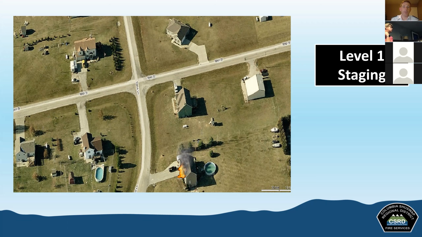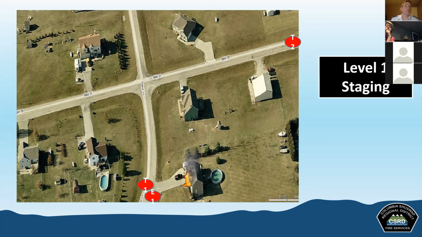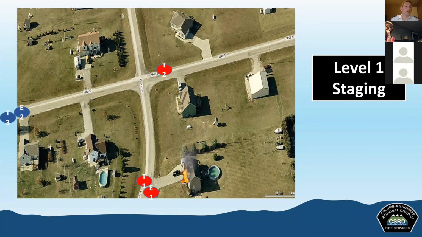Engine 1 has shown up on scene. Tender 1, let's see here. They don't seem to be working very well. Engine 1 and tender 1, you can see we've put right close to where that fire is. Tender 2, we've asked to stage out at the corner. We do not need tender 2 right close by right away.